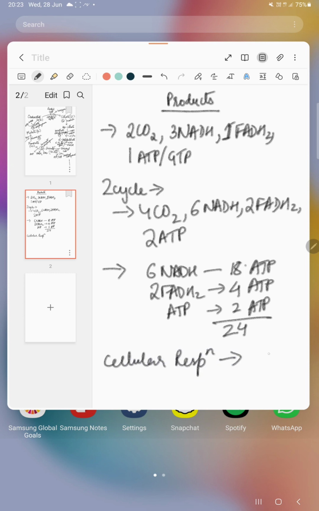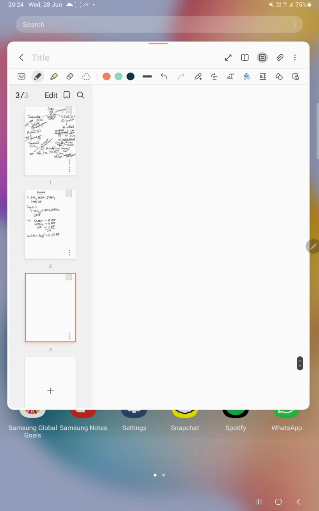So in Krebs cycle it is 24, but if we talk about cellular respiration, in cellular respiration this is 38 molecules of ATP. Very important, remember this. Actually it's 36, but 2 ATP are formed outside the mitochondria, so along with that it comes around 38. Okay, so now let's go to the next page.